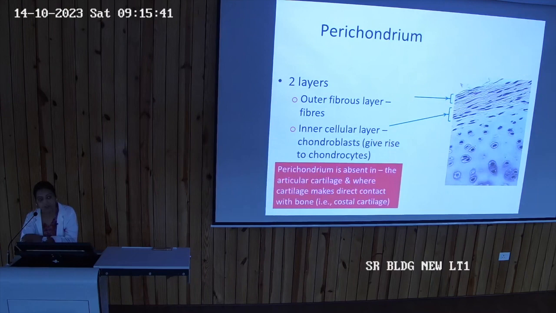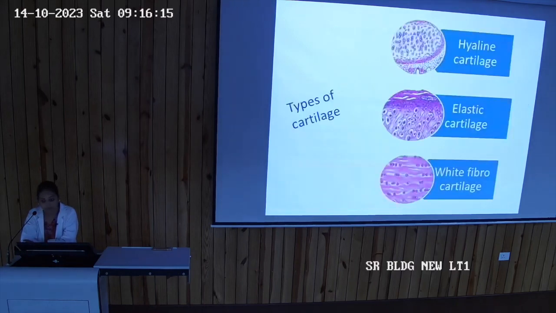Perichondrium is absent in some of the cartilages. The best example here is articular cartilage. The cartilage present on the surfaces of the articulating bones is devoid of perichondrium, and fibrocartilage also does not have perichondrium. So it's an MCQ question: in which cartilage is perichondrium absent? What would be the answer? The option is articular cartilage and fibrous cartilage.